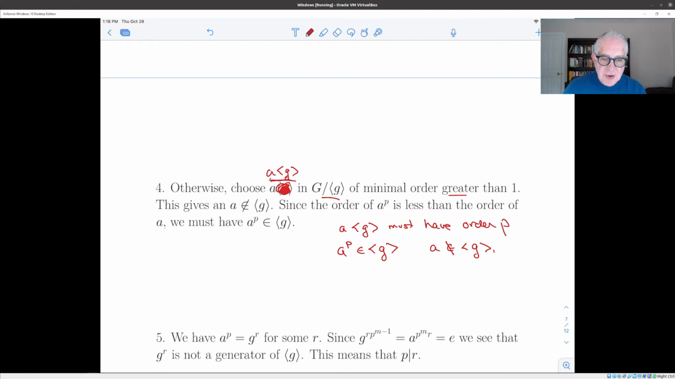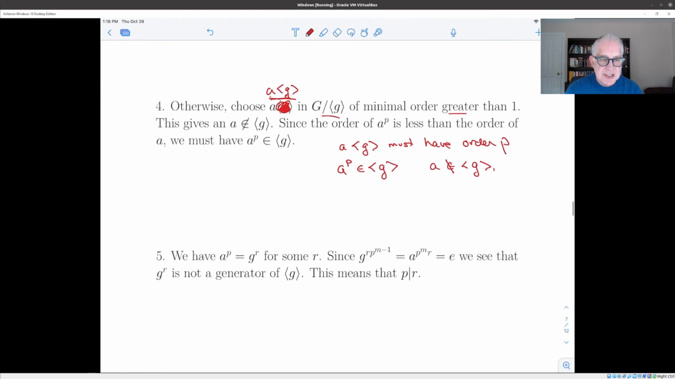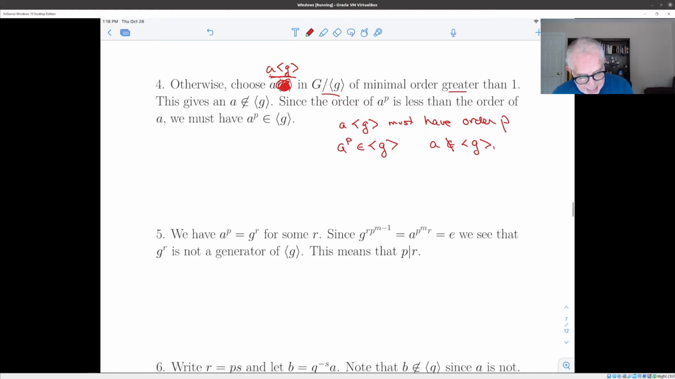And now what we're going to try to do is to construct an element of order P. It's very similar to the calculation that we did before, but we don't have the situation where the subgroup and the group itself have relatively prime order. Everything is a power of P in this case. So the statement that A to the P is in the cyclic group generated by G is the statement that A to the P is a power of G. That's what this statement means.